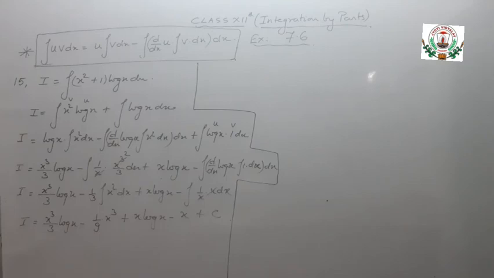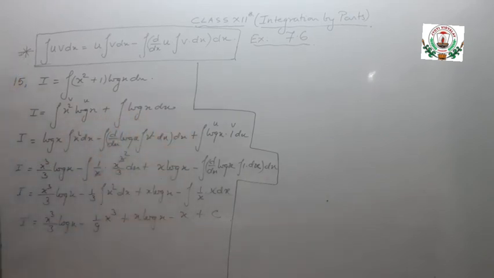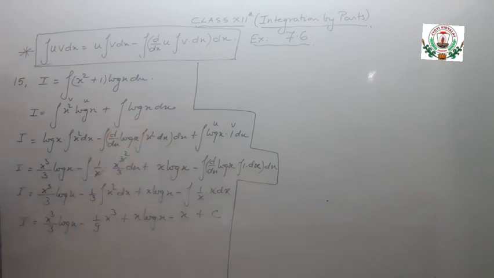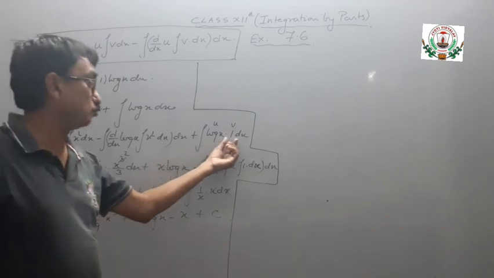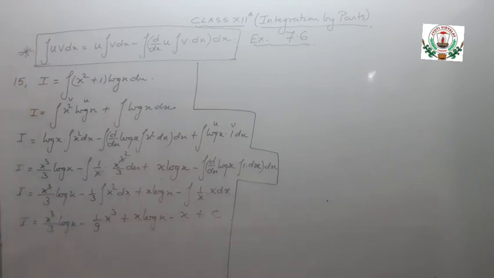Question number 15. Integration of x square plus 1 into log x. First we'll open the bracket: x square log x plus 1 into log x dx. As the standard integration of log x is not known to us, so we will take log x as the first function u and x square as the second function v. So integration by parts: log x integration x square dx, minus integration d by dx of log x, integration x square dx, plus log x. It is a single function whose standard integration is not known to us. Therefore, we will take into 1, and 1 will be taken as the second function and log x will be taken as the first function.